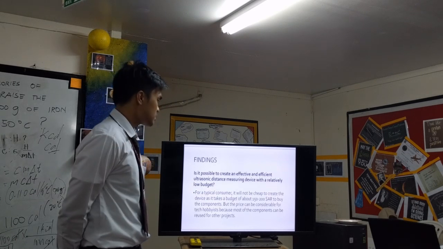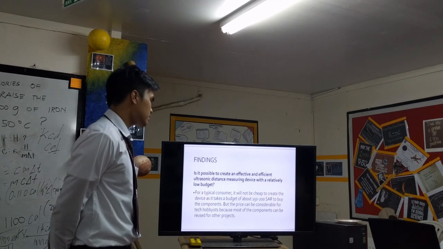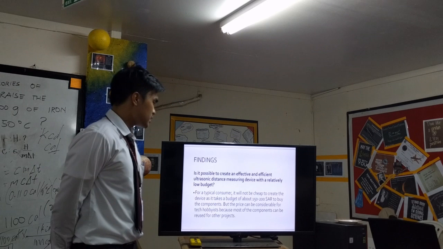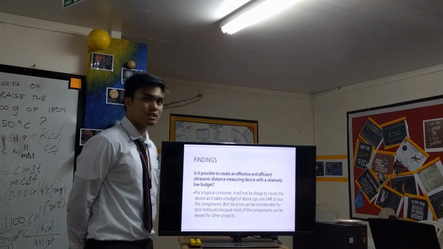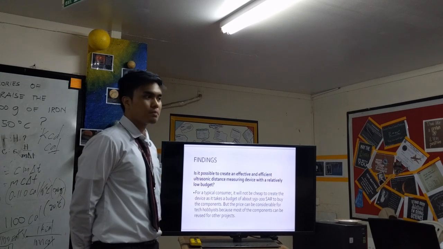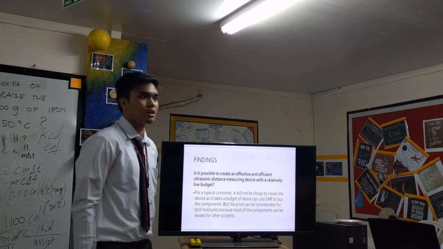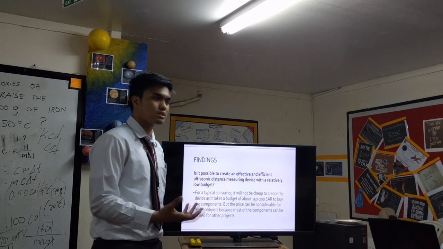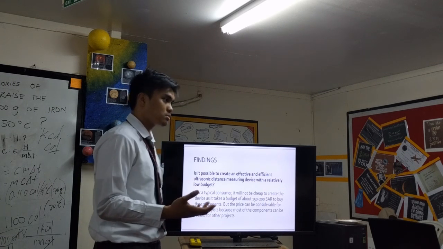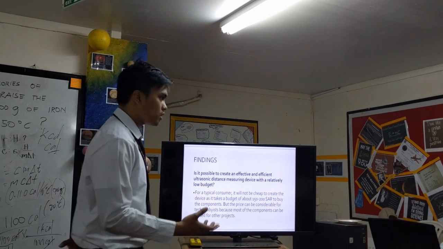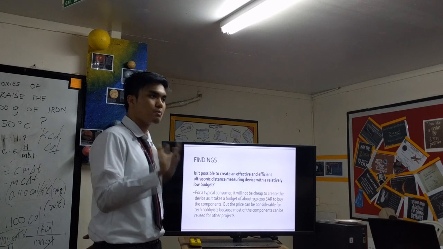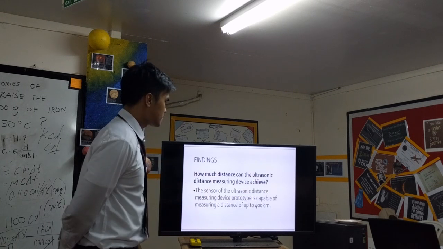Alright, here in the findings, is it possible to create an effective and efficient ultrasonic distance measuring device with a relatively low budget? Yeah, for a typical consumer, it won't be cheap because the components can reach around 150 to 200 reals, so it can be expensive for typical consumers. But if you are a tech hobbyist, it's no problem and you can reuse the components in other projects.